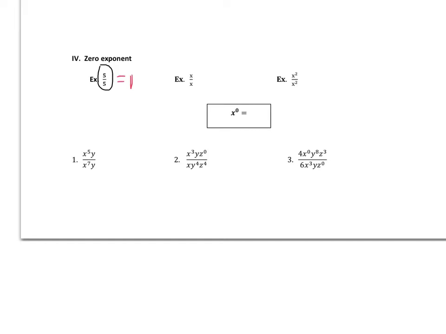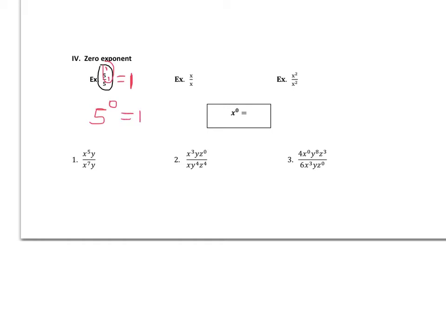It's really just like saying 5 to the first over 5 to the first. So if you subtract the exponents, you keep the base of 5, and 1 minus 1 gives you 0. I know 5 divided by 5 is 1, so I've proven that 5 to the 0 equals 1.